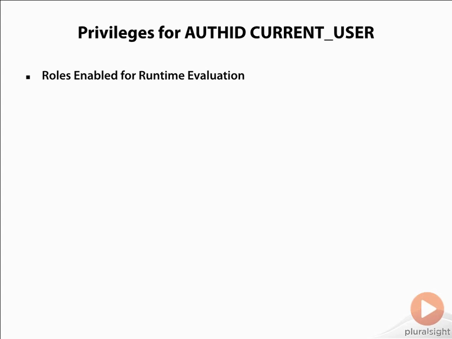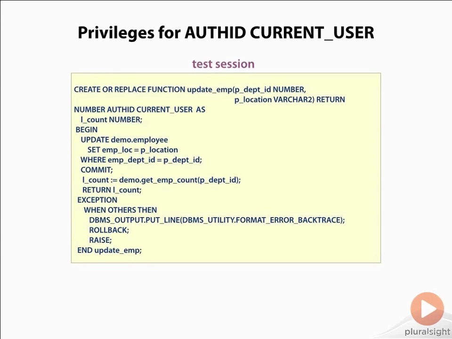For invoker's rights though, since a runtime evaluation of the privileges of the calling user is done, roles are enabled at runtime for privilege checking. Note, this is a runtime check only and is not done at the compilation time. So for compilation, the compiling user will still need direct grants in order to resolve references in the subprogram in order to compile it. So here, say user test is given direct grants to the demo.employee table and the demo.getEmpCount function, and it is able to successfully compile the updateEMP function in its own schema.